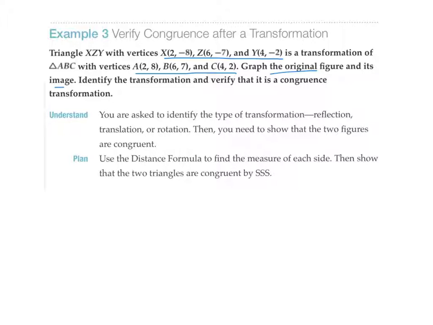Okay, from the graph, you cannot make the distinction that it is congruent, you have to prove it. And how do you prove it? The good old distance formula. If you can prove all three sides are congruent, then you can say, and only then can you say that the two triangles are congruent by side, side, side.